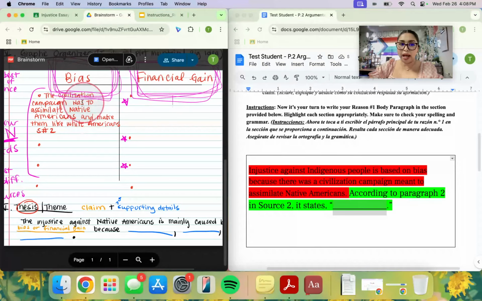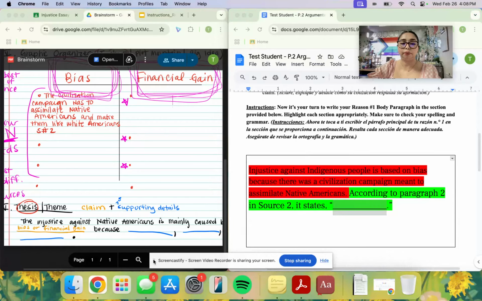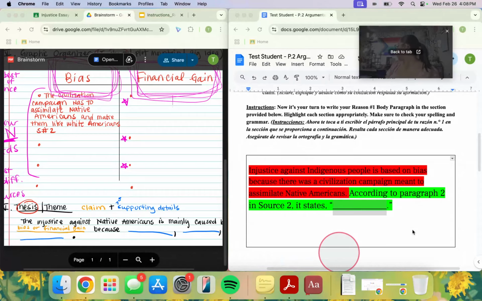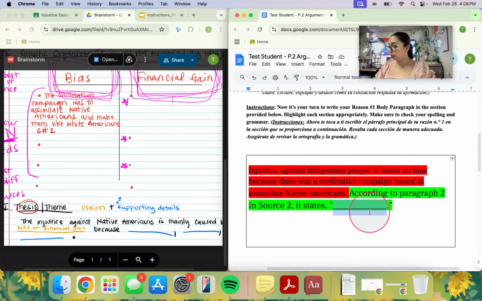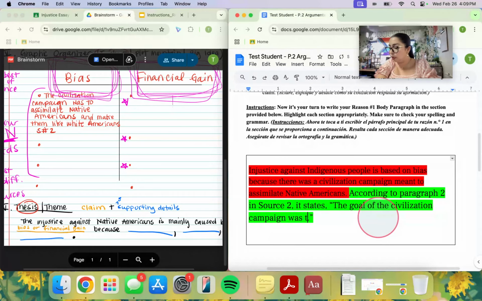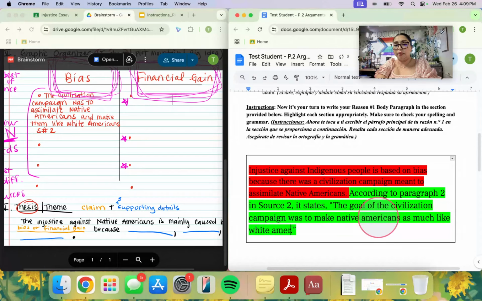Now here, I'm not going to copy what I have on this T-chart. I'm going to copy what I have in my graphic organizer for my text evidence, right? That's the one that we had on paper. So that's what I need to find. I need to copy it word for word off of my article. So I can put here, the goal of the civilization campaign was to make Native Americans as much like white Americans as possible, until I get to the end.